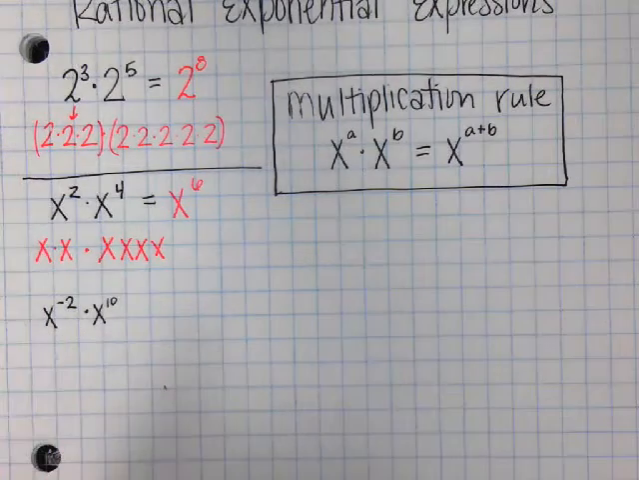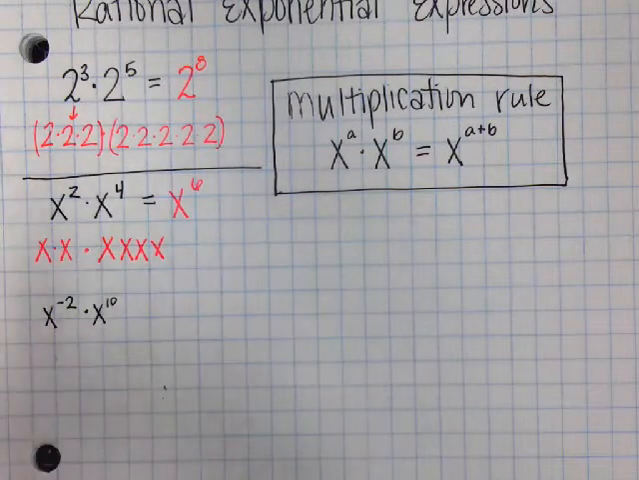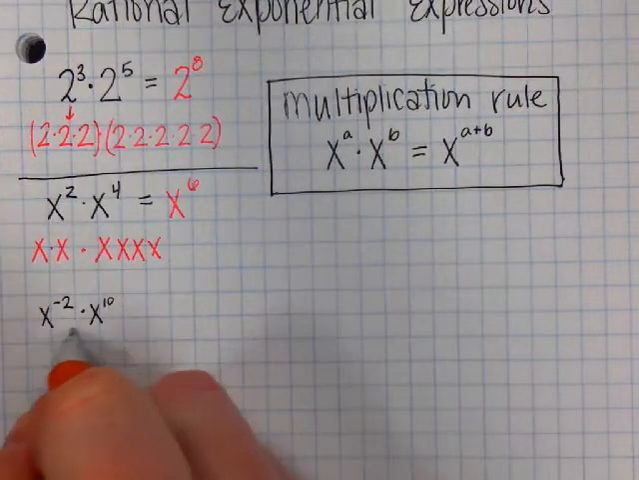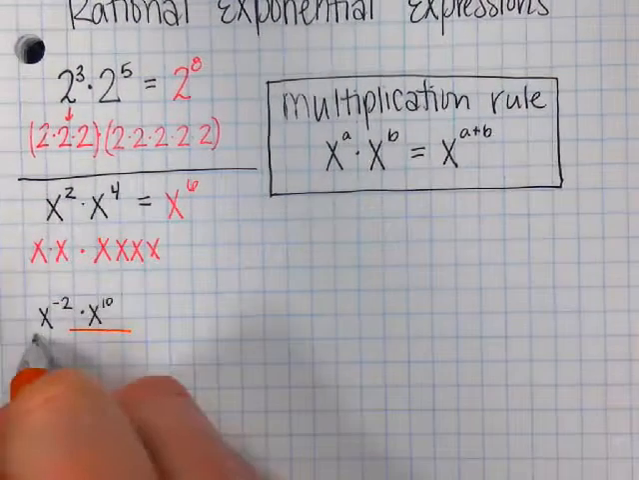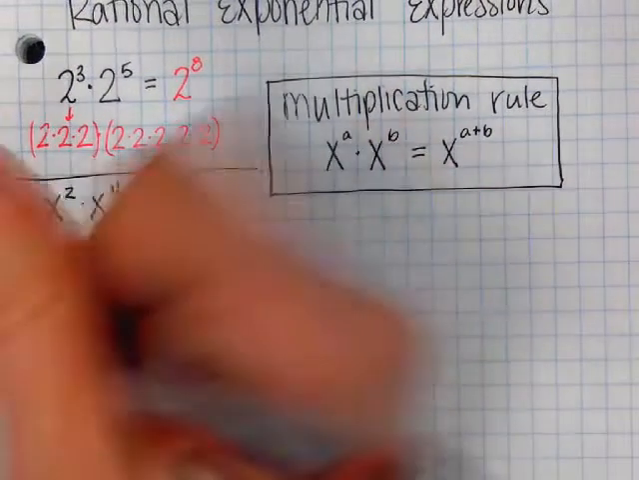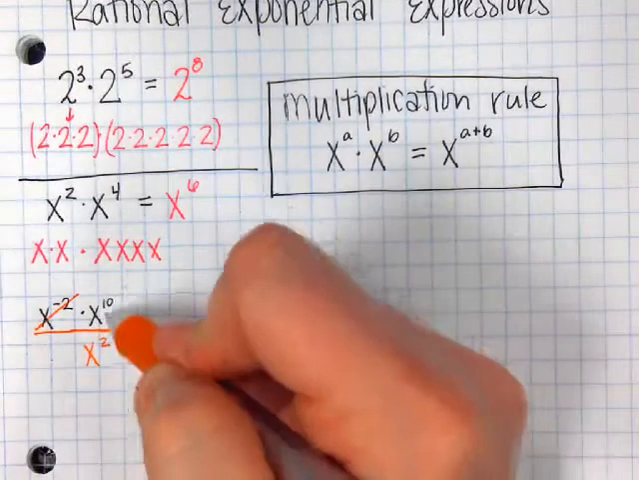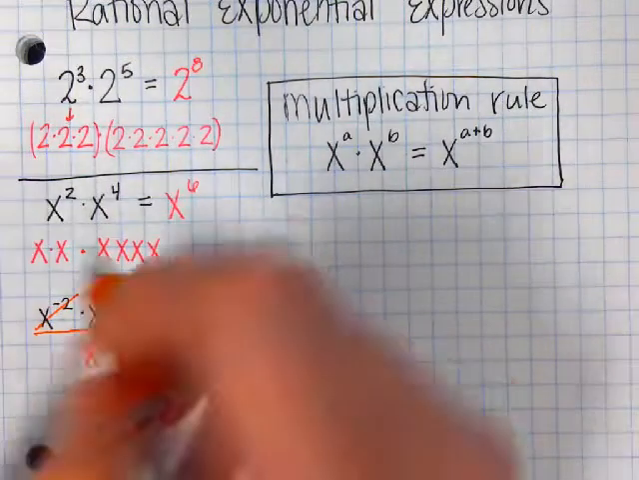It flips it to the bottom, or changes it to a denominator. I always do it like this. So I write it as a fraction, and this moves to the bottom. So it'd actually be x to the 10th divided by x squared.